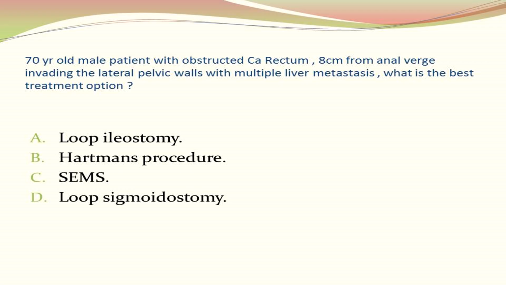70-year-old male patient with obstructed CA rectum 8 cm from the anal verge, invading the lateral pelvic wall with multiple liver metastasis. What is the best treatment option available? Loop ileostomy, Hartmann's procedure, SEMS or loop sigmoidostomy.